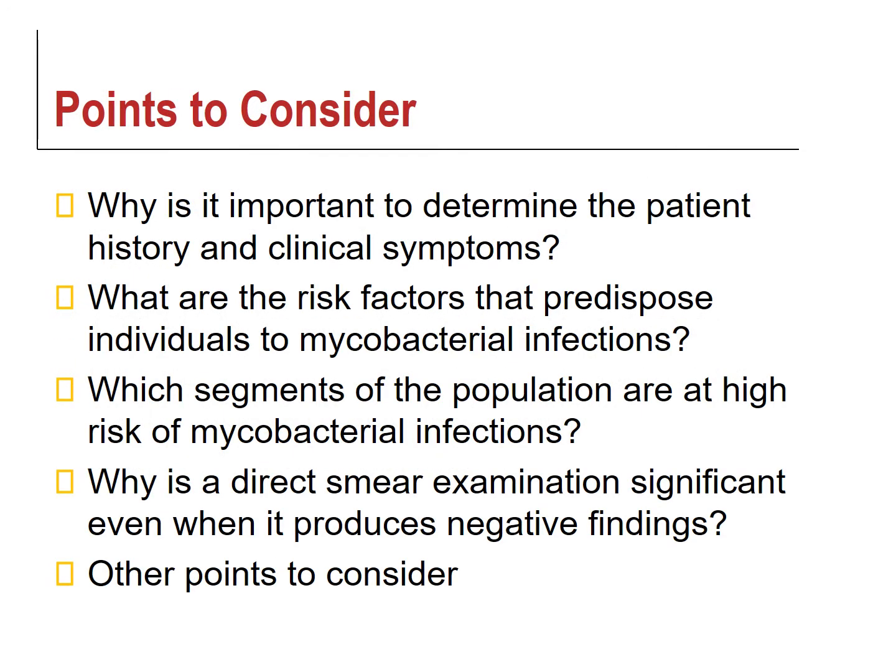Here are points to consider as you go through the lesson. Why is it important to determine the patient history and clinical symptoms? What are the risk factors that predispose this patient and individuals to mycobacterial infections? Which segments of the population are at high risk of mycobacterial infections? Why is a direct smear examination significant, even when it produces negative findings? What does it mean? And consider other points also as you go through the lesson.